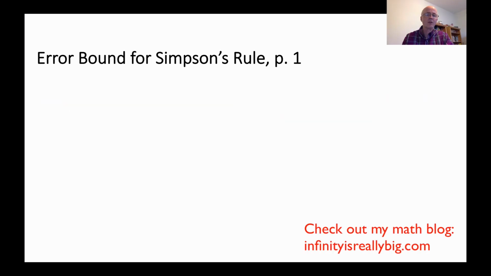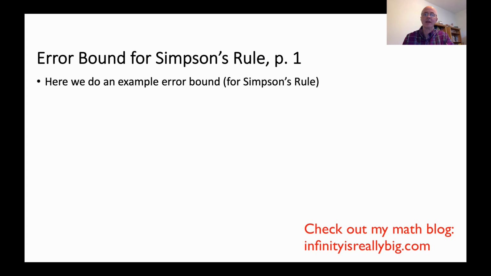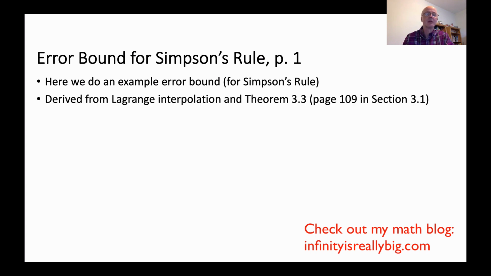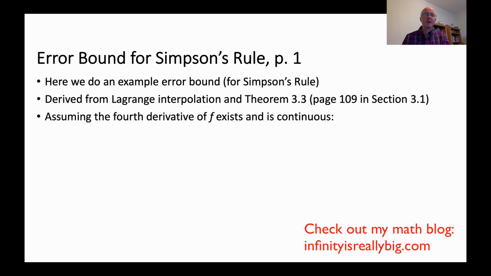All right, now we're on to our last couple slides, and then we'll look at a spreadsheet. This is more theoretical. We're looking at the idea of an error bound. In particular, let's do an example of an error bound for Simpson's rule. There are other error bounds as well. These are derived from Lagrange interpolation. My students know about that from the beginning of chapter 3. And theorem 3.3 on page 109 in section 3.1, but I'm not going to go through the derivation.